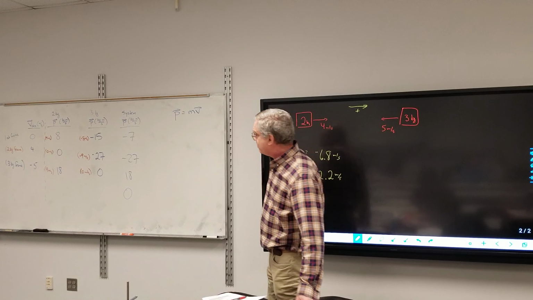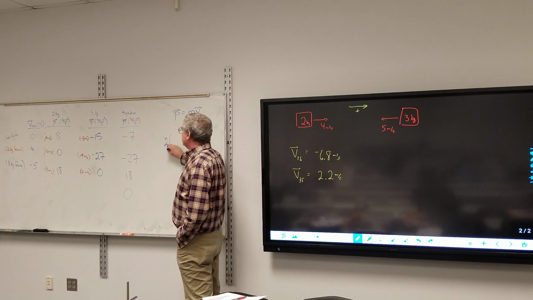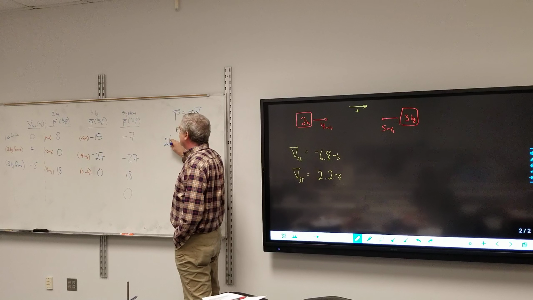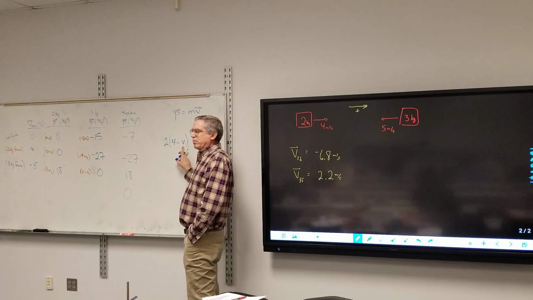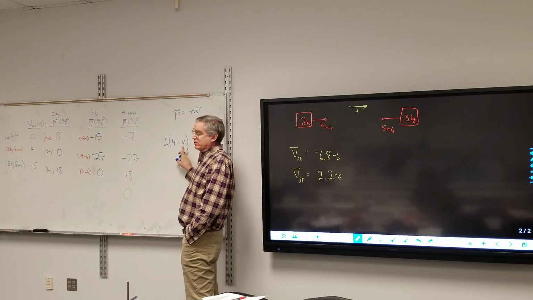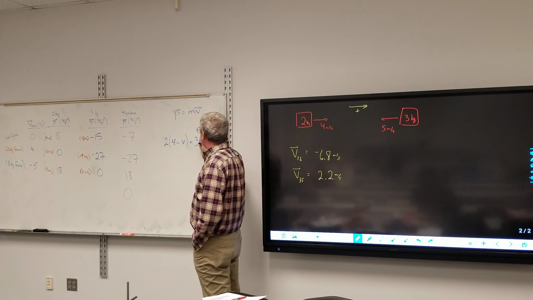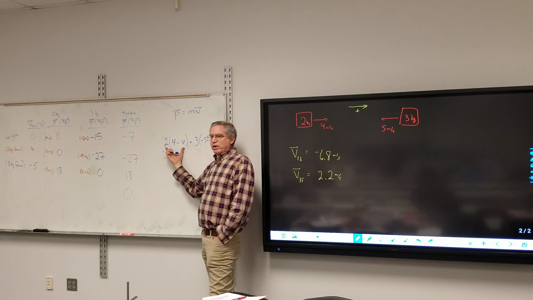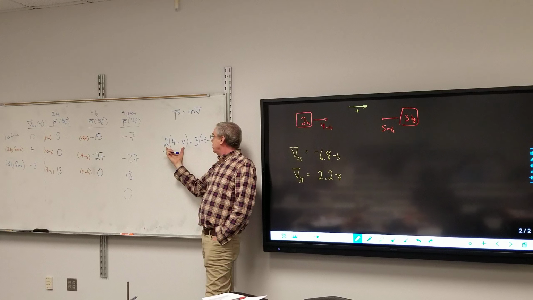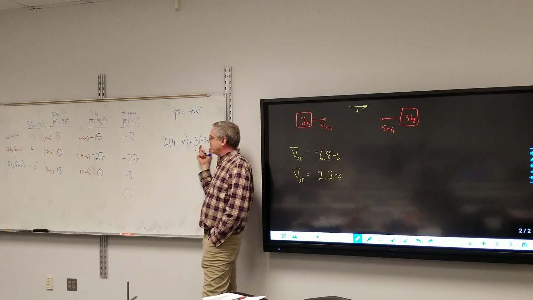So I'm going to do 2, the mass, times 4 minus v. I'm just simplifying the notation. This is the velocity of the observer. Plus 3 times -5 minus v is equal to 0. Since that's the momentum in whatever the reference frame is, if v is equal to 0, then this adds up to -7. If v equals 4, this adds up to -27, and so forth.